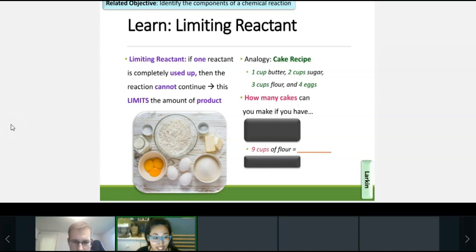Same thing here, just paying attention to flour. If I have 9 cups of flour and my cake requires 3 cups of flour, then how many cakes could I make? So 9 divided by 3, how many cakes could I possibly end up with here, just paying attention to flour? Again, pretending you have enough of everything else. Yeah, in this case, we would end up with 3 cakes. Awesome. All right, let's take a look at our last ingredient.